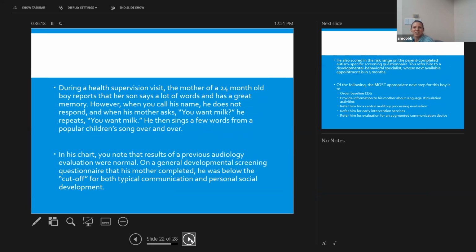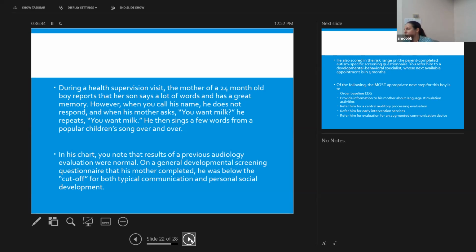Okay, so during a health supervision visit, the mom of a 24-month-old boy says her son says a lot of words, has a great memory. When you call his name, he doesn't respond. Like when you, the doctor, call his name, he doesn't respond. And when his mother asks, you want milk? He repeats, you want milk. He then sings a few words from a popular children's song over and over. So you can stop right here and say, is this child developing typically or atypically?